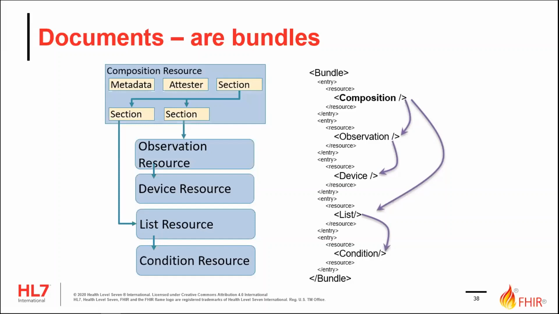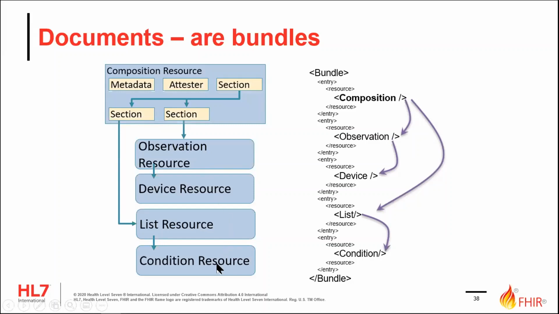So composition has sections which point to observation and list, and so you can reassemble that hierarchy by the nature of the pointers. One thing to be aware of is that there is no context conduction in FHIR. So the composition is going to point to the patient. The observation is also going to point to the patient. The list is going to point to the patient.